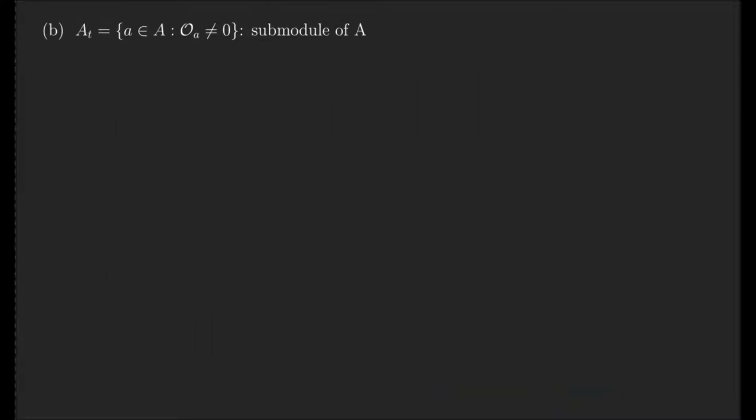And statement B is that A_T is a submodule of A. The first thing we can check is A_T. The definition of becoming a submodule: A_T is a submodule, a subgroup of A. In other words, A_T is a subgroup of A.